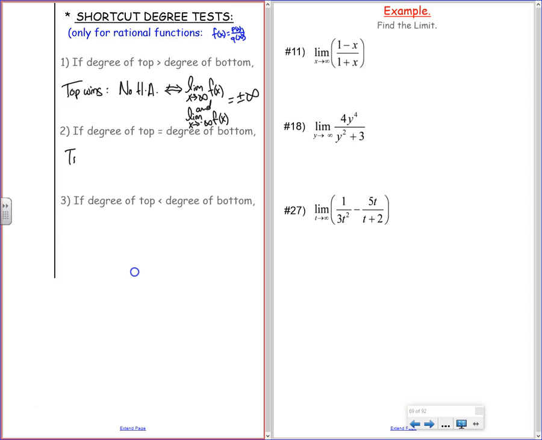If there's a tie, remember, in the degrees, we already talked about this one. There is a horizontal asymptote at y equals L. I'll do this: at y equals the limit as x goes to infinity of f of x and or the limit as x goes to negative infinity of f of x.